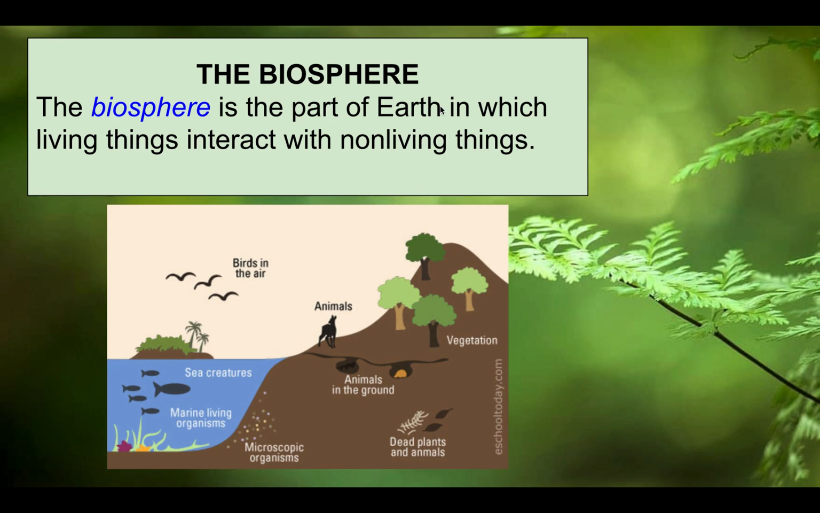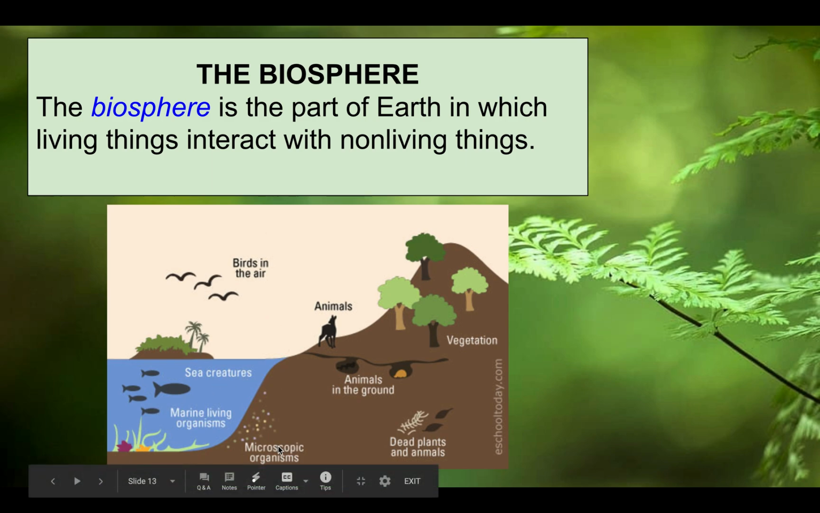Now let's talk about the biosphere. The biosphere is the part of Earth in which living things interact with non-living things. So here you see the birds, sea creatures, microscopic organisms, dead plants and animals, vegetation. Okay, so all of these things interact together.